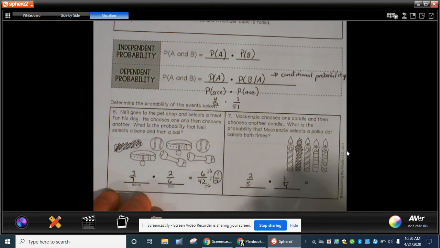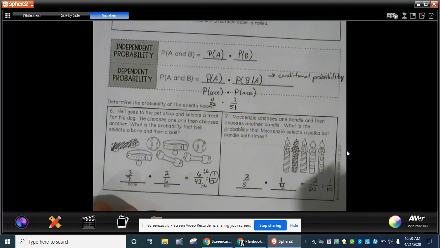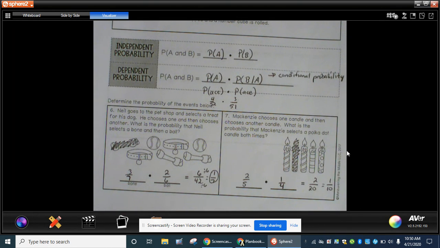So now we can multiply across. 2 times 1 is 2. 5 times 4 is 20. This simplifies to 1/10. So you have a 10% chance of choosing a polka dot candle both times if you were to randomly select these candles.